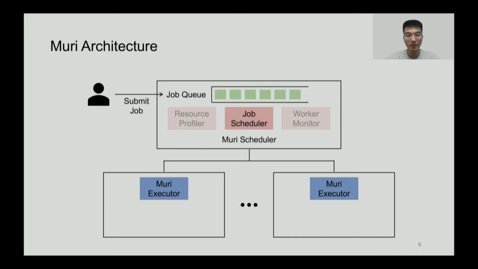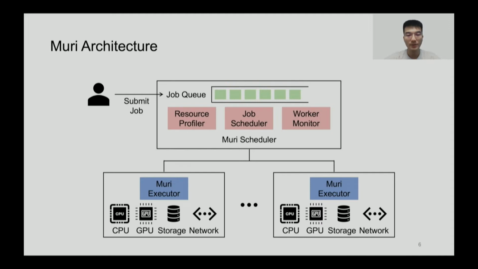Second, the job scheduler periodically schedules the jobs from the job queue to the machines in the cluster. Next, the worker monitor collects the resource information of each machine and tracks the progress of each job. The Muri executor is located on each machine. The executor receives jobs and grouping strategies from the scheduler and executes the jobs according to the grouping strategy.